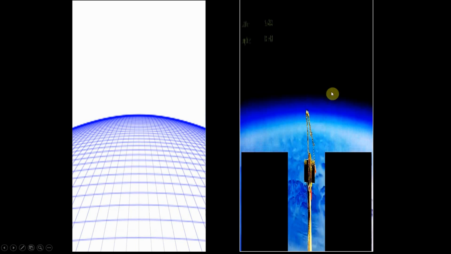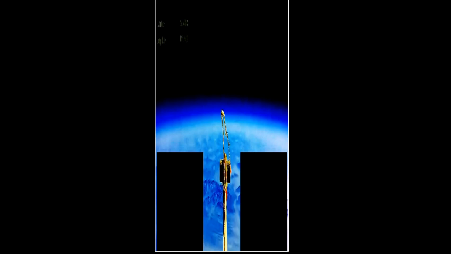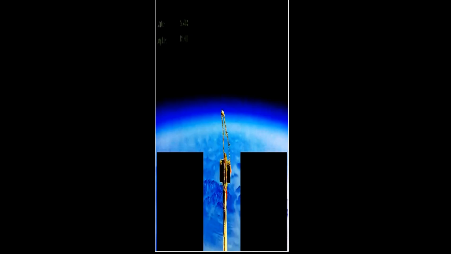Shrunk a little more there, and you can see that the curvature is even more apparent. I don't really know how more clear we can make it. There's curvature that in the model we expect to see, and there's curvature in the image that we see from the balloon of the exact same type.